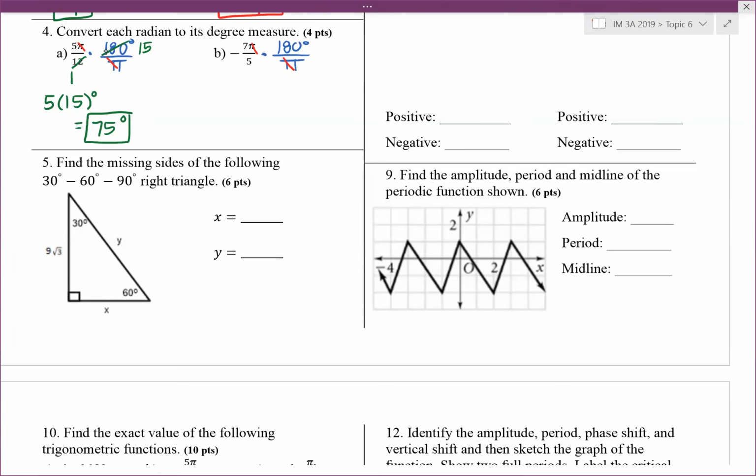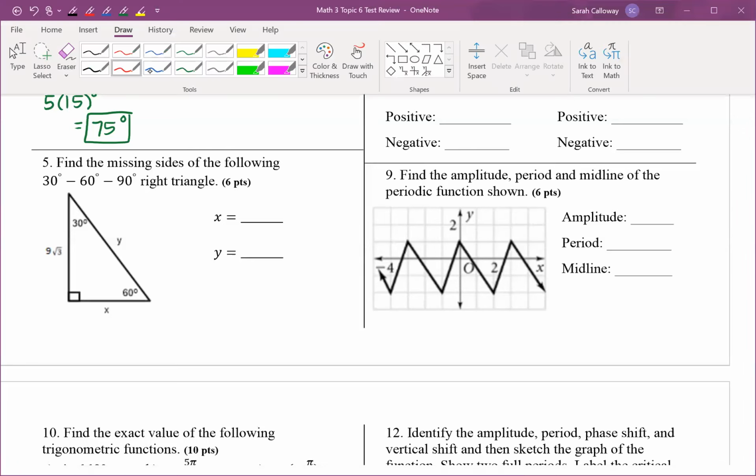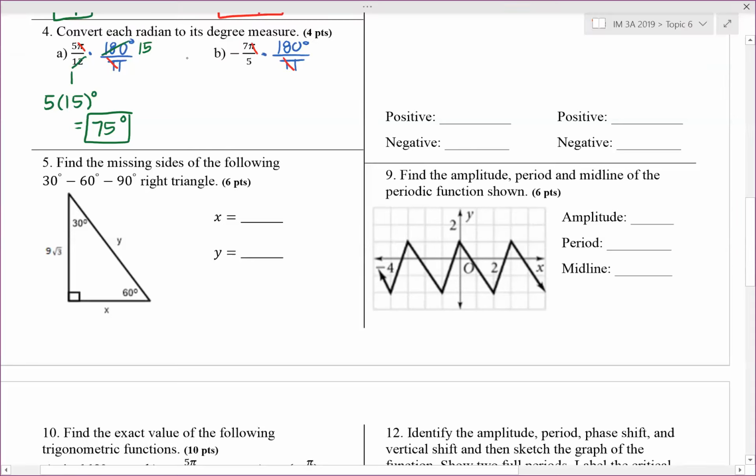So a similar thing if I'm doing the next problem. So I am looking at simplifying 180 divided by 5. And so remember that 180 divided by 5 gives us 36. So I can do that because 5 goes into 180. So what I have left over then is negative 7 times 36 degrees. And so if I multiply 36 times 7, I get 252 degrees.